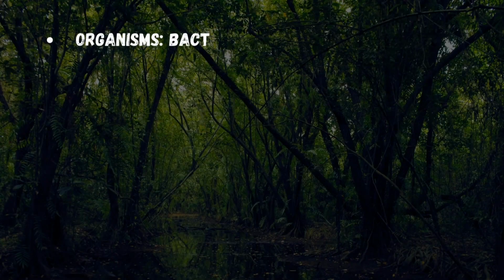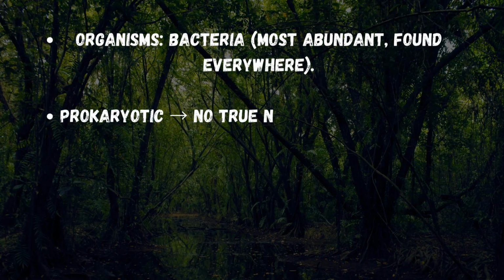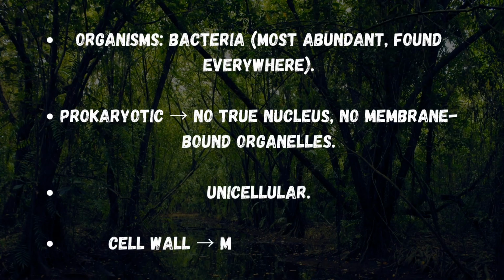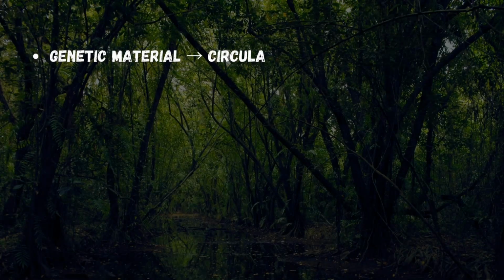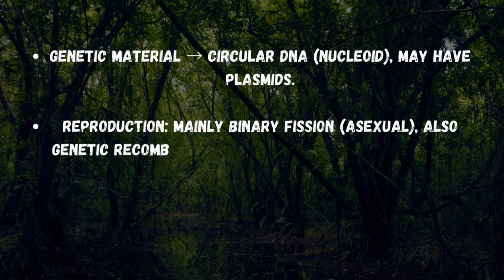Bacteria are the sole members of this kingdom. They are most abundant and occur almost everywhere. They include prokaryotic organisms with no true nucleus and no membrane-bound organelles. Unicellular. The cell wall is mostly made up of peptidoglycan, a polymer composed of polysaccharides and amino acids. The genetic material is circular DNA and may also contain plasmids.